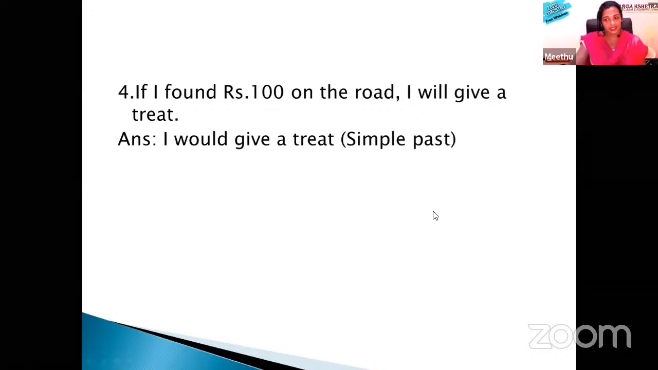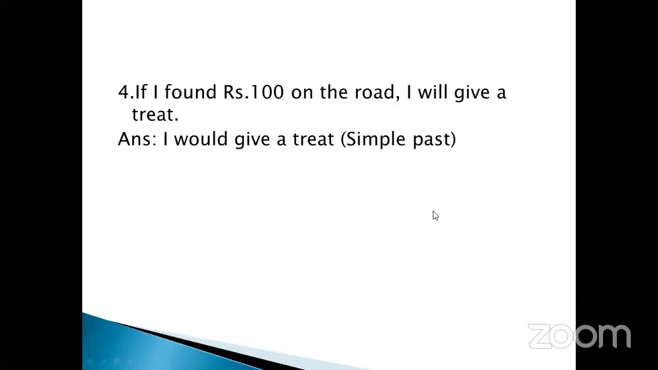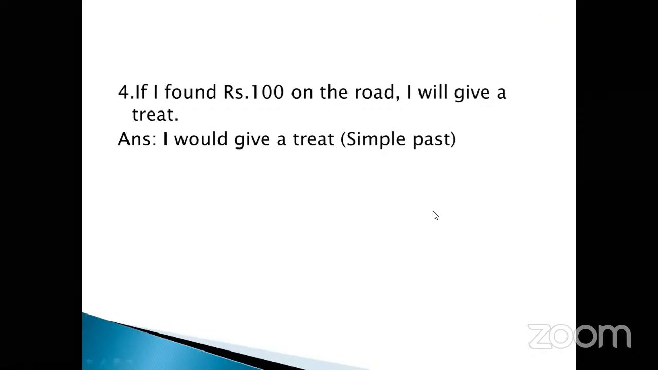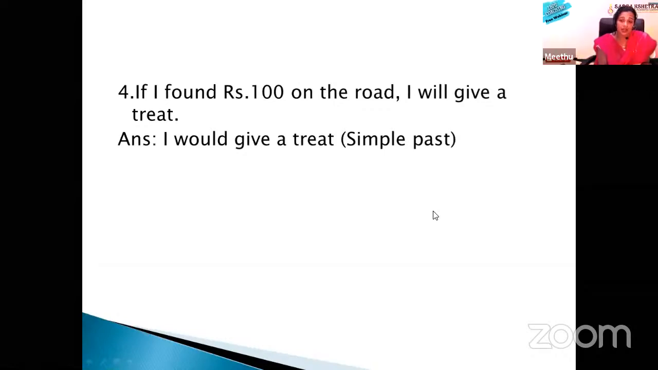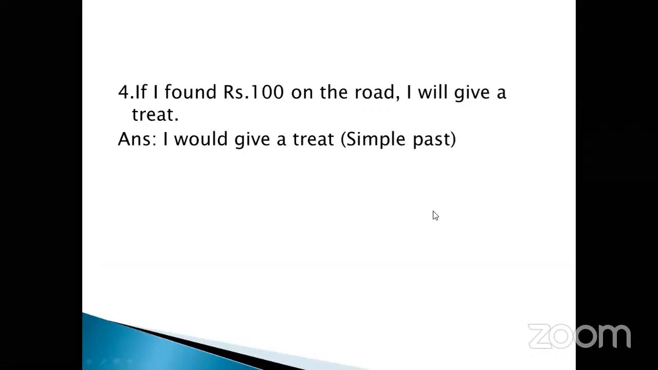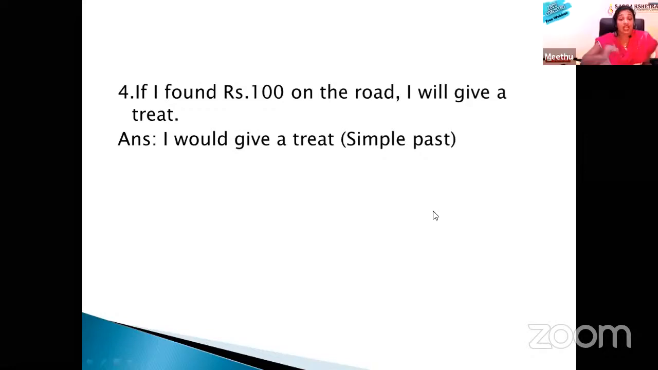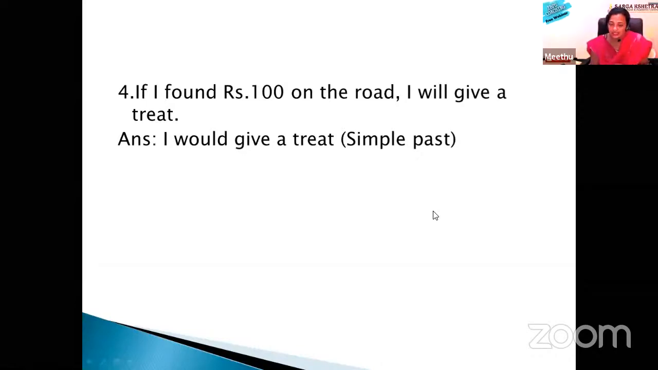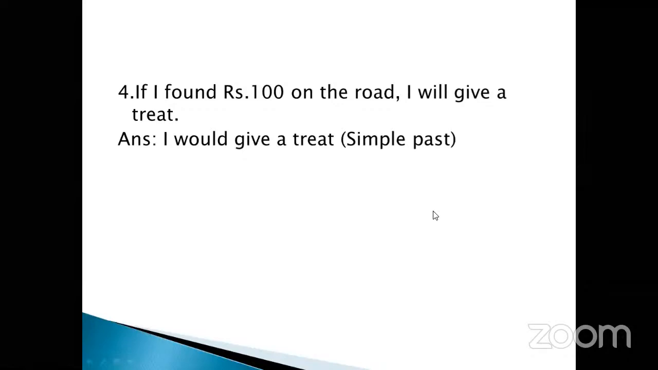Okay, this is something that is happening in the past. So this is just an if condition. Don't think that this is if clause. If clause means you are giving a condition so that you can satisfy the if clause. If I found, it is not sure that he found rupees 100. If I found rupees 100 on the road, I would give a treat. That is, it is not sure that I will, in the sense, something that cannot be satisfied.